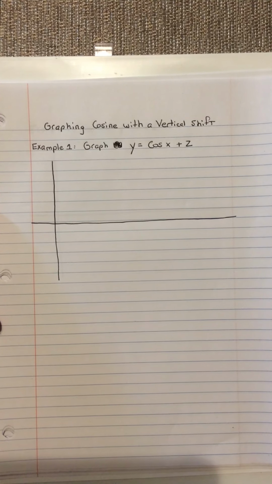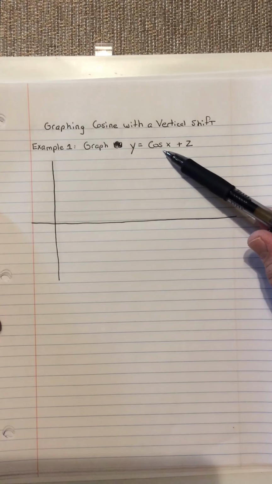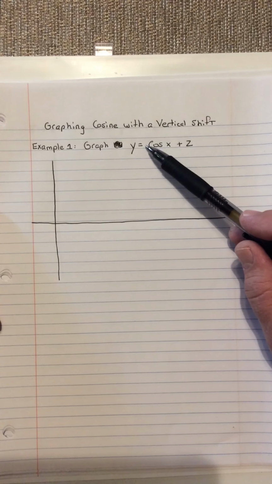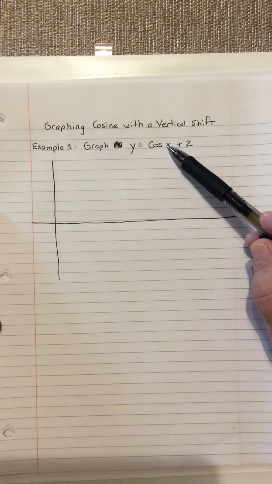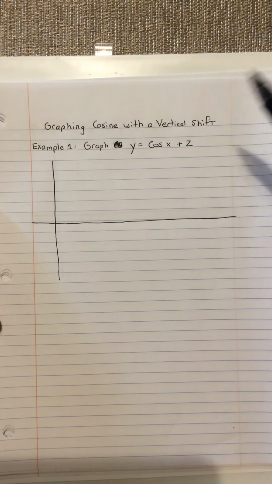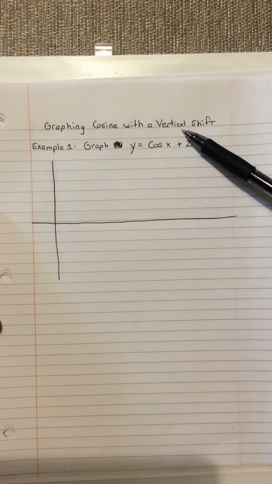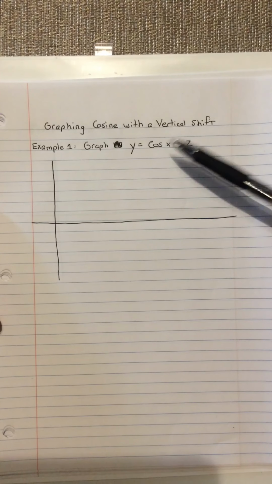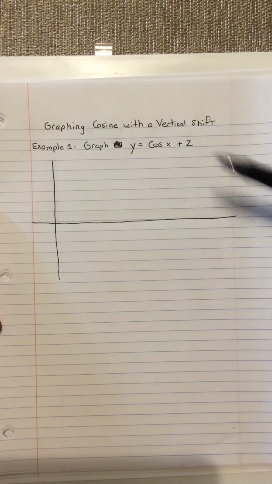In the previous lesson, we talked about how to graph cosine with an amplitude change and/or a period change. In this series of videos, we're going to talk about vertical shifts. Now, we're still going to do some amplitude and period changes as well, but we're going to talk about vertical shifts.